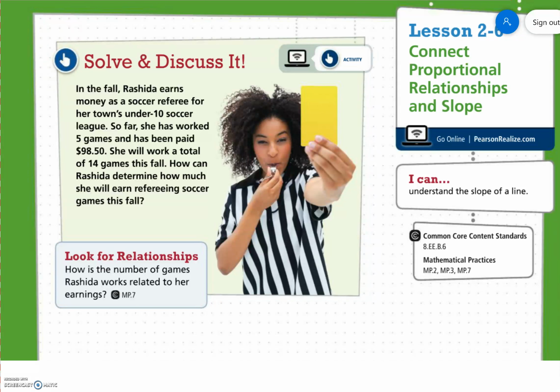Hi, 8th grade. Welcome to Lesson 2-6, Connect Proportional Relationships in Slope. By the end of the lesson, I want you to be able to say, I can understand the slope of a line. Let's solve and discuss it.